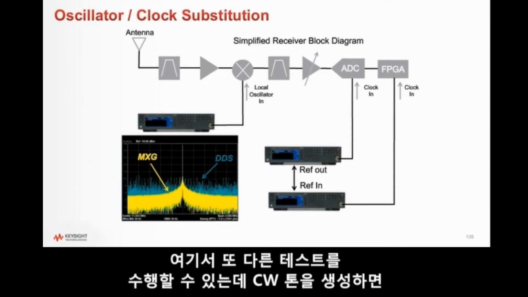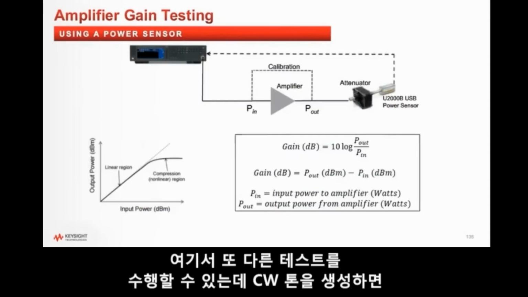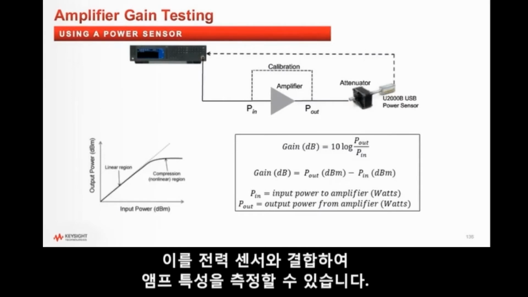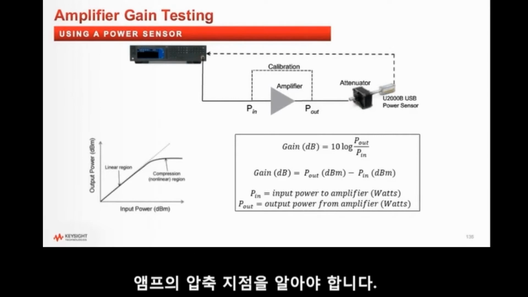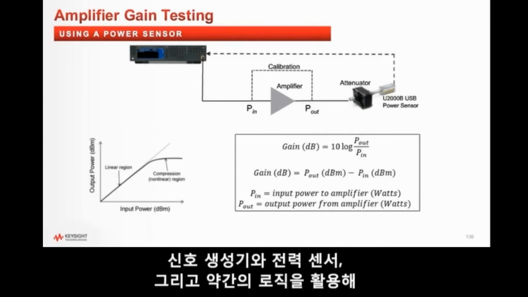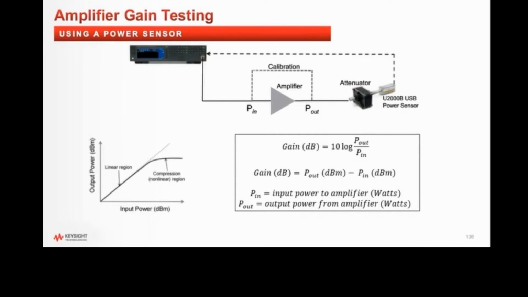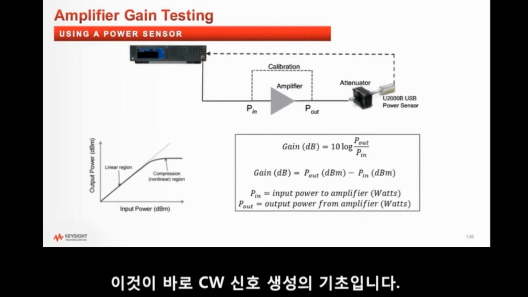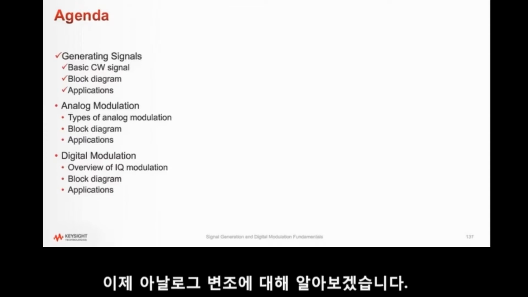Another test you can do when all you're doing is generating CW tones, well, you can combine this with the power sensor, and you can start to measure amplifier characteristics. You need to know the compression ratio or the compression point of your amp. You can do that with just a signal generator and a power sensor and a little bit of logic in there. So that's the basics of CW generation. I'm going to move in and start talking about analog modulation here.